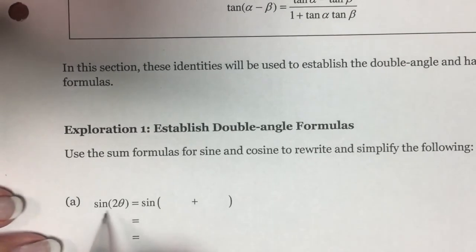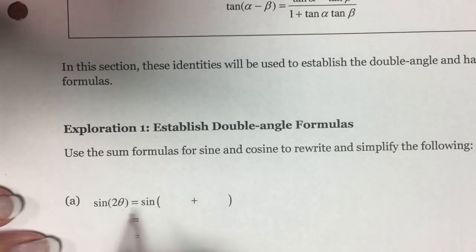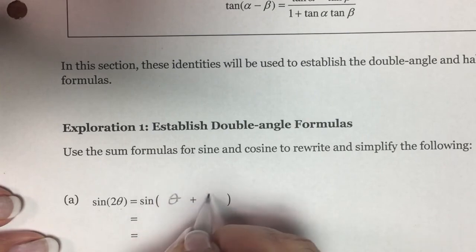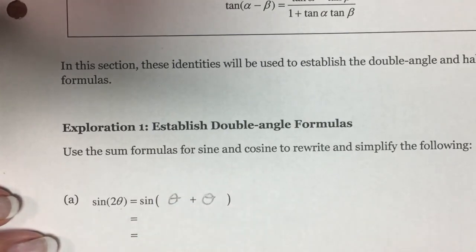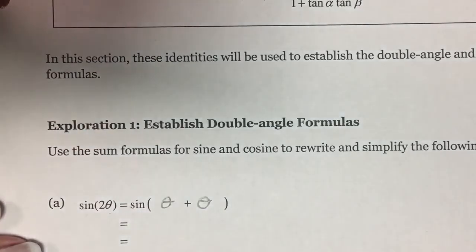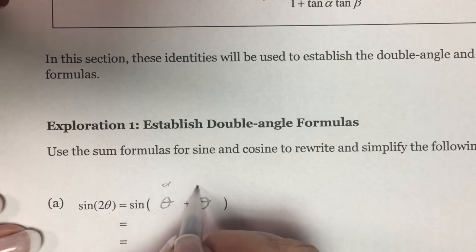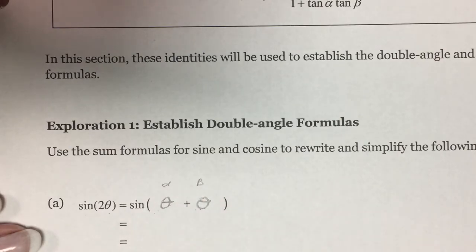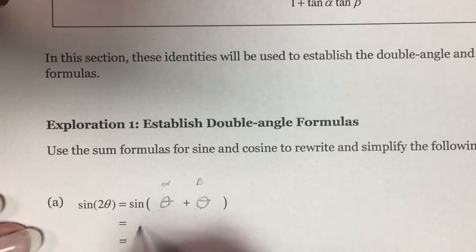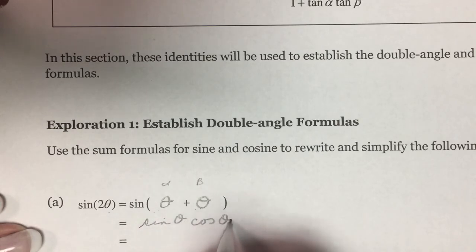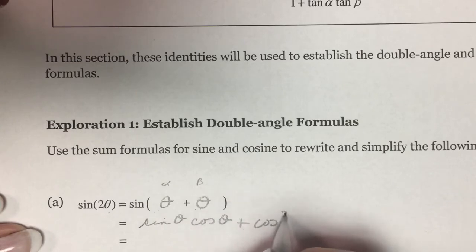So if I have the sine of 2 theta, would you agree that that would be the same thing as the sine of theta plus theta? Because theta plus theta is 2 theta. I have my sine sum identity. In fact, it's right up in that box. This is my alpha, this is my beta. They just happen to be the same. So if I follow that identity, I'm going to get sine theta cosine theta plus cosine theta sine theta.